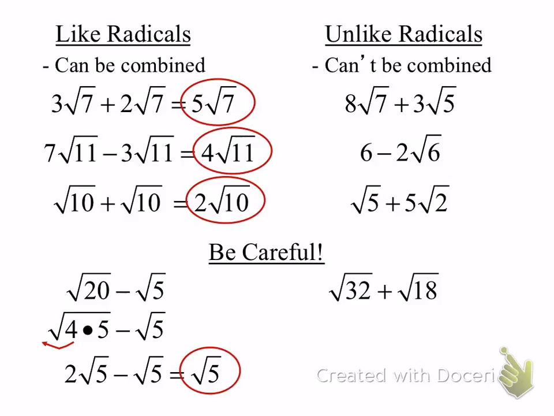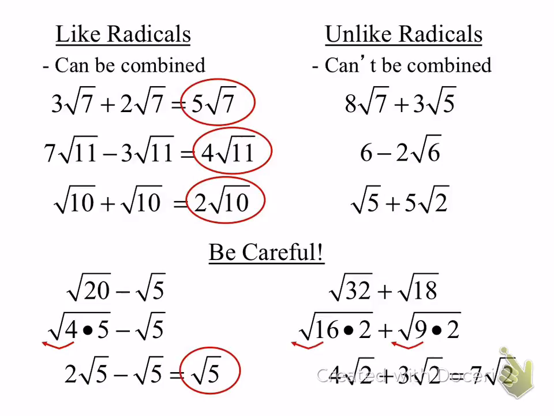32 is made up of what? Yep. 8 times 4. How about something bigger? 16 and 2. And 18 is made up of? 9 and 3, so we can do 4 rad 2 and 3 rad 2 makes 7 rad 2s. Okay, you guys with me?